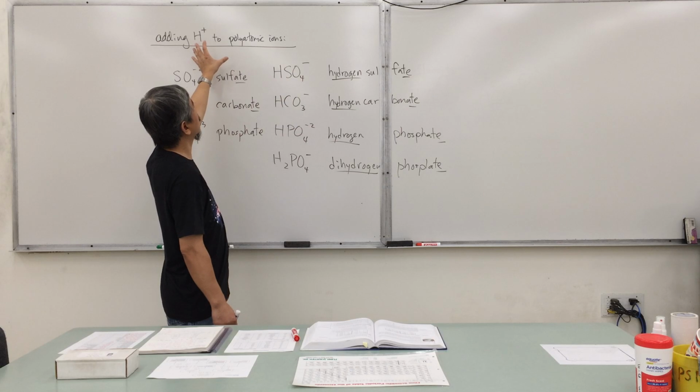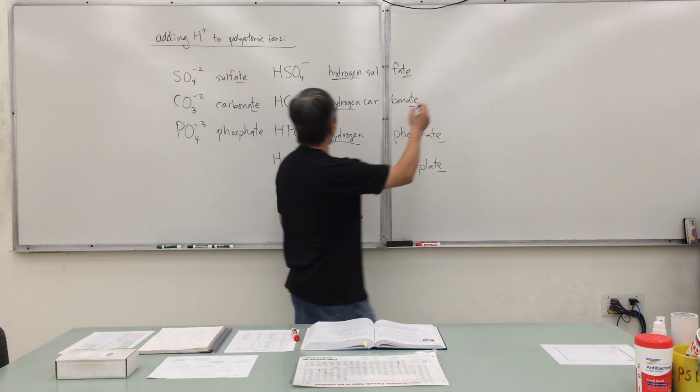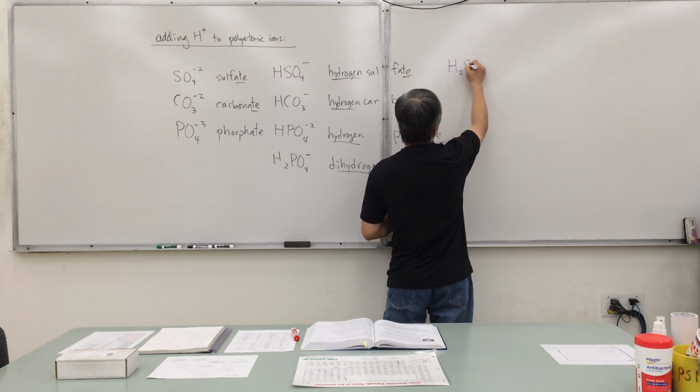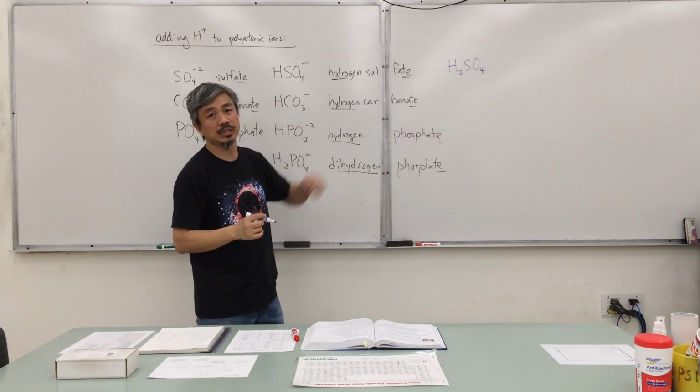So if I have another positive hydrogen coming to here, what would happen if that is stuck to it as well? Well, this is what you would end up with. You now have H2SO4. But here's the catch. What's the charge on this thing?